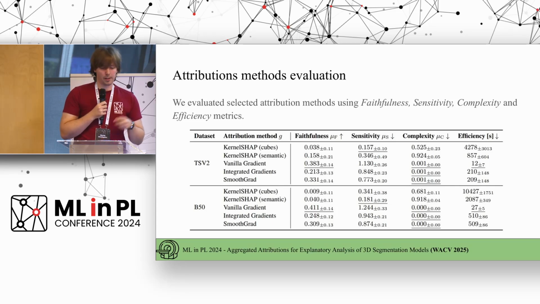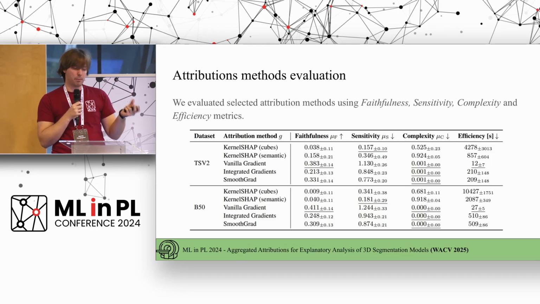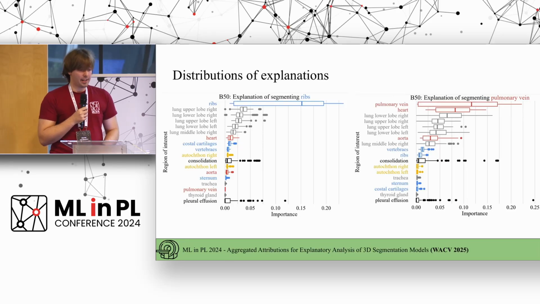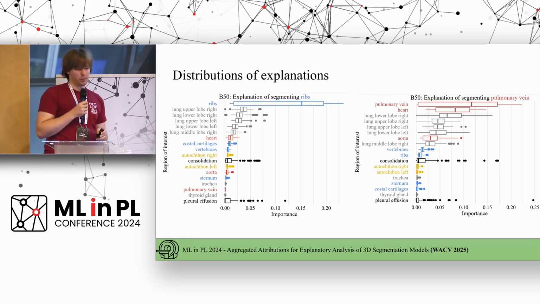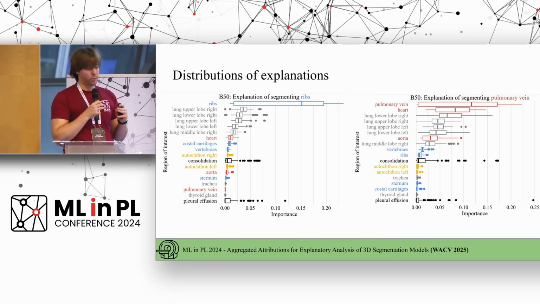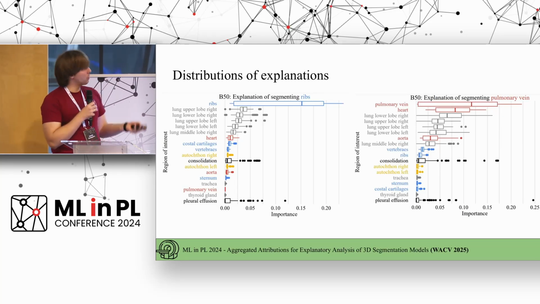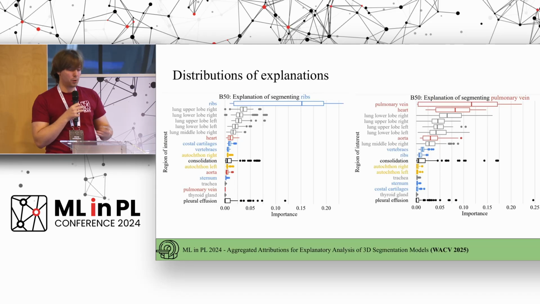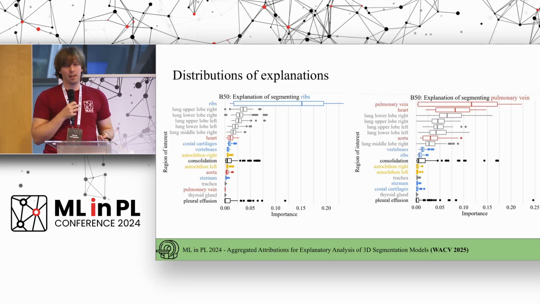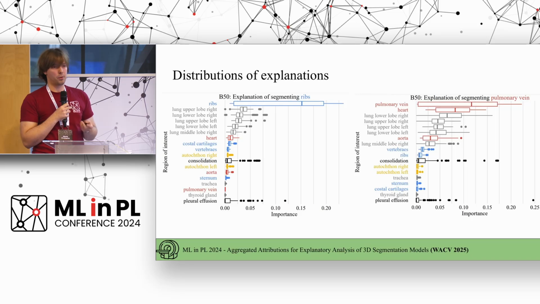So for our later experiments, we decided to use SmoothGrad because it was bringing us a better balance of faithfulness and sensitivity. And after creating these regions of interest, you can see how easy it is to analyze how your network works. On the left, we have a box plot distribution of these importance scores for segmentation of ribs. And as you can see, the most important body part which was used for segmentation of ribs was ribs.